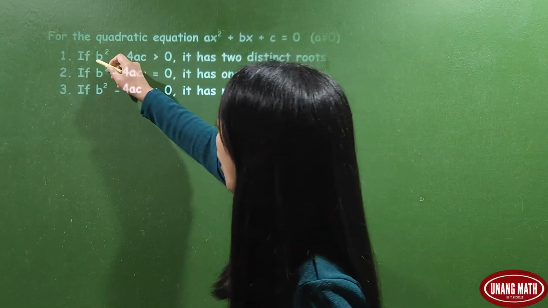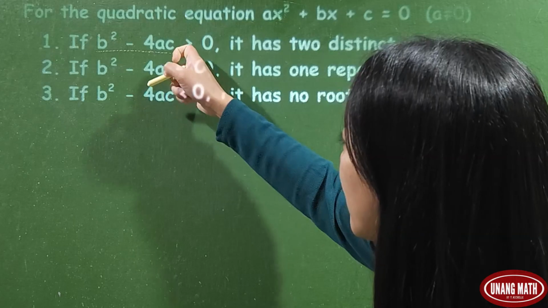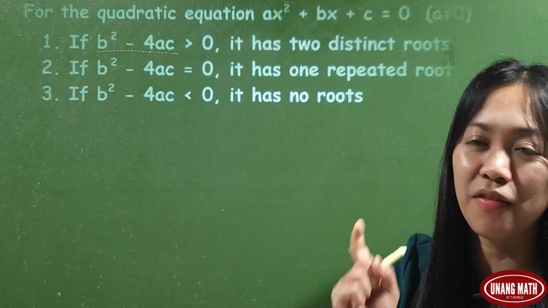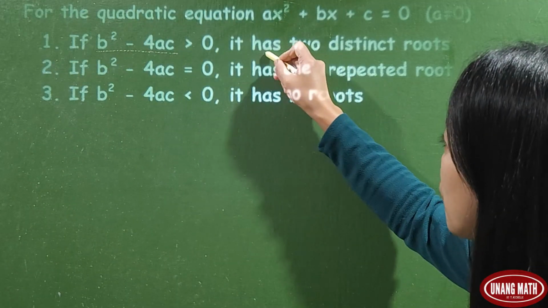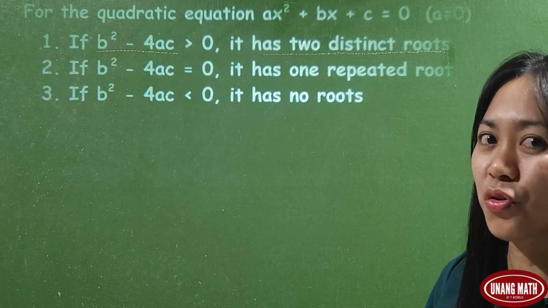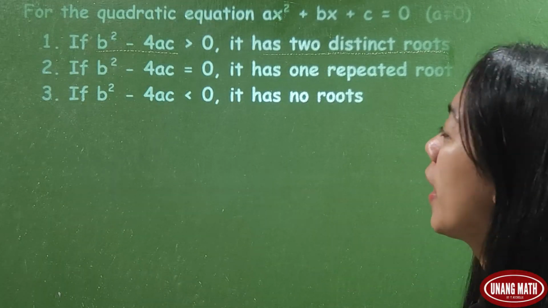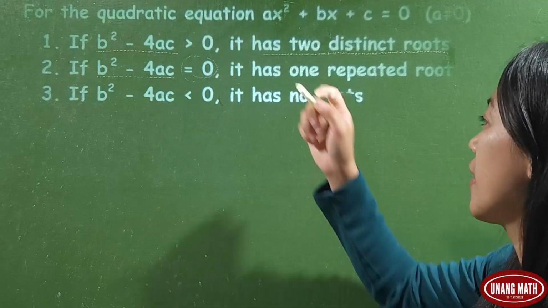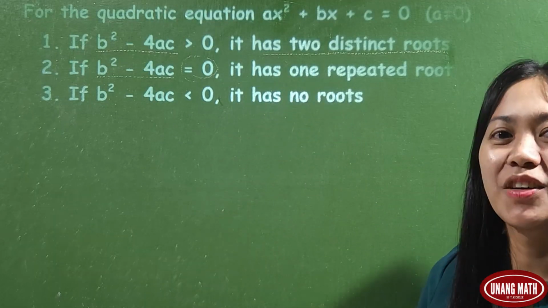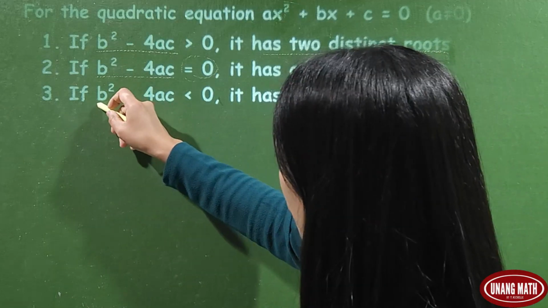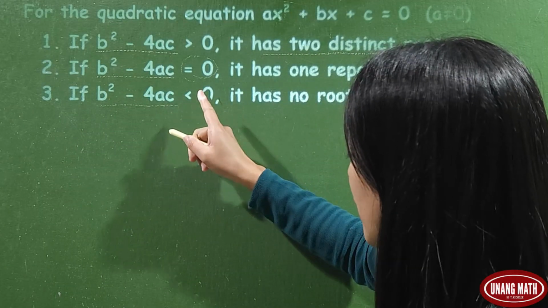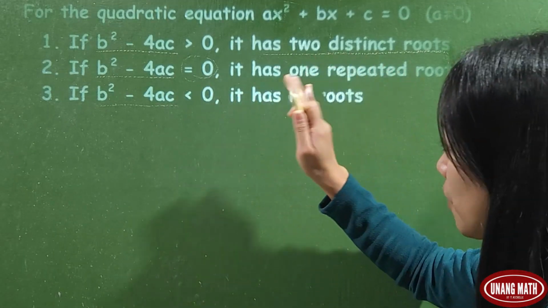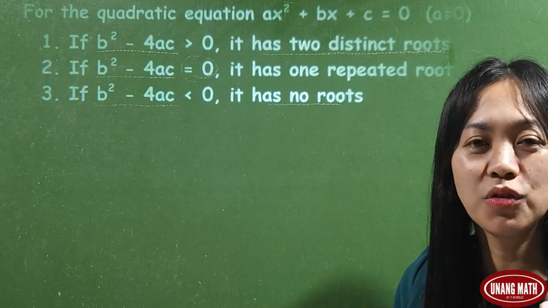If the value of the discriminant is greater than 0, meaning if the value is a positive value, then the quadratic equation has two distinct roots or two distinct solutions. If the value of the discriminant is equal to 0, then the quadratic equation has one solution. If the value of the discriminant is less than 0, meaning this is a negative value, then the quadratic equation has no solution.